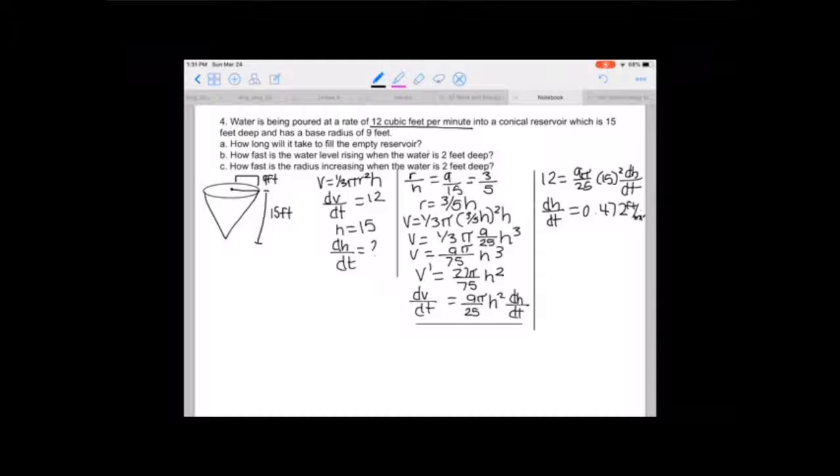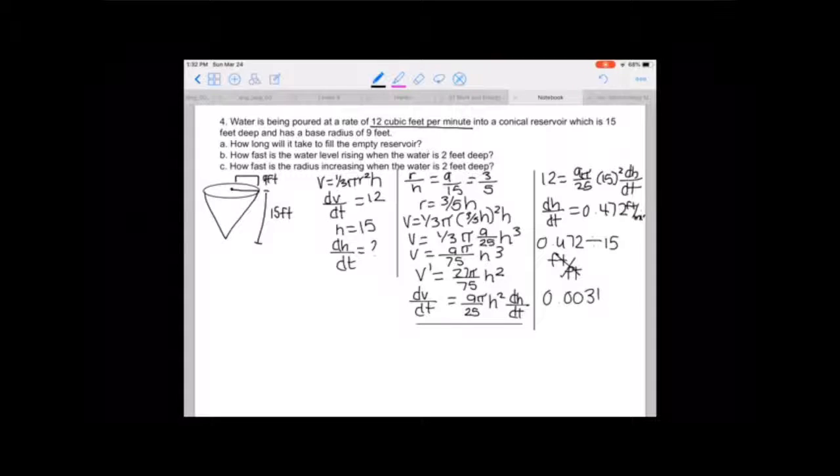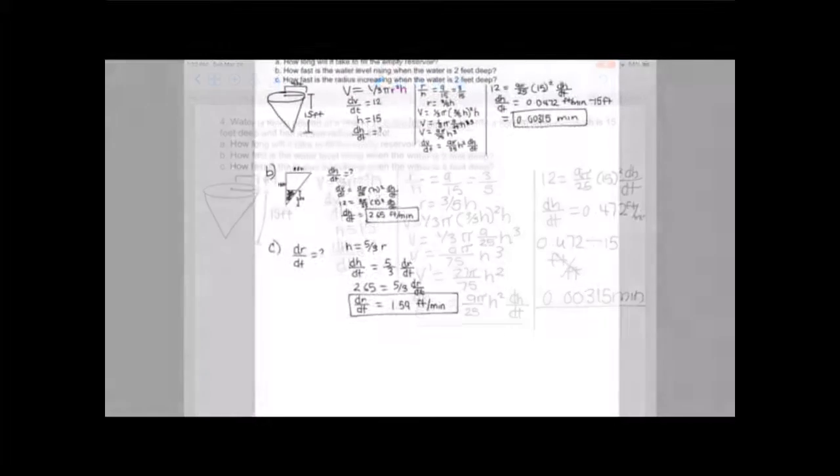In order to cancel the feet, we must use that number divided by 15 feet. Feet over feet cancels, and that is left with 0.0315 minutes. Sorry, 0.00315 minutes. And that is your answer.